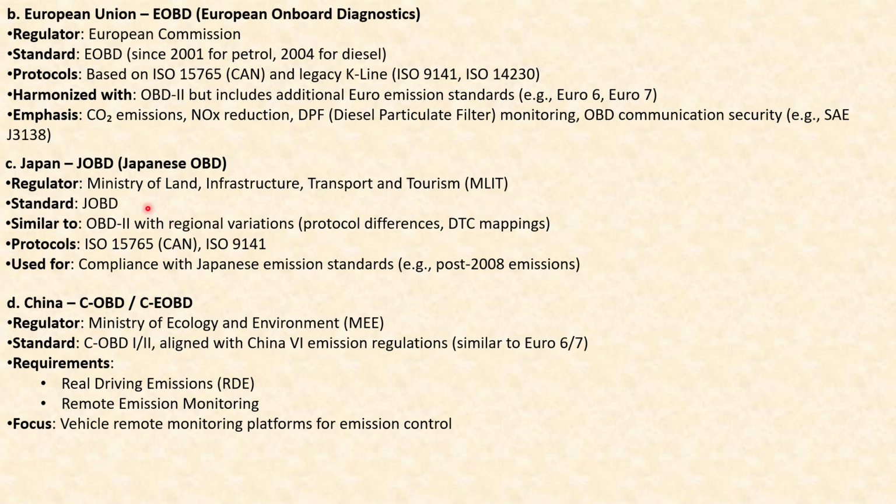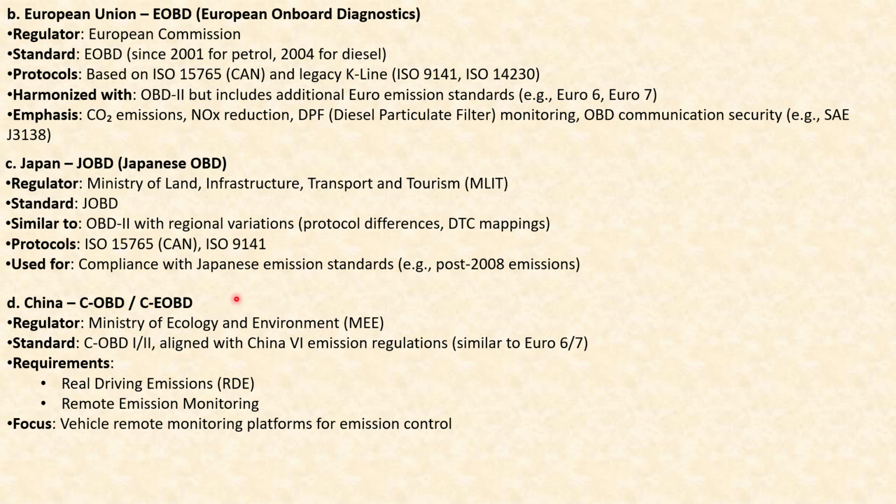Now, what is the name of the standard? The name of the standard is JOBD. It is similar to OBD2 with regional variations, protocol differences, and DTC mappings, and the protocols are ISO 15765 and ISO 9141. And what is it used for? It is used for compliance with Japanese emission standards, for example, post-2008 emissions. So after 2008, compliance with the Japanese emission standards has become mandatory.